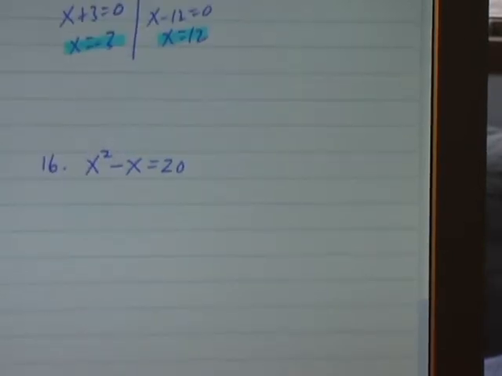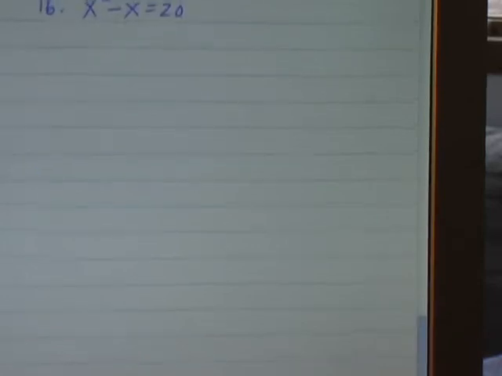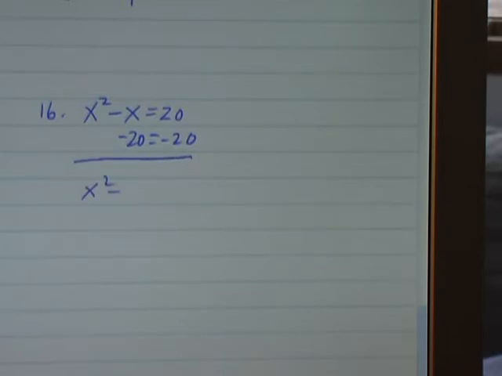And then the last one, number 16. Okay, again, x squared minus x is equal to 20. I want the right side 0, so I have to subtract 20. And that will give me x squared minus x minus 20 equals 0.